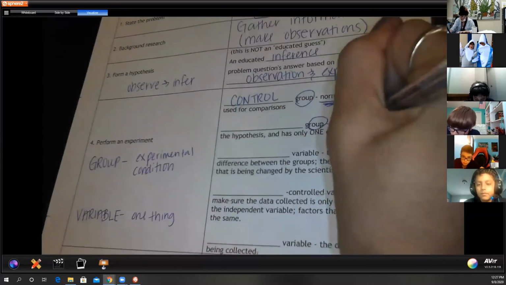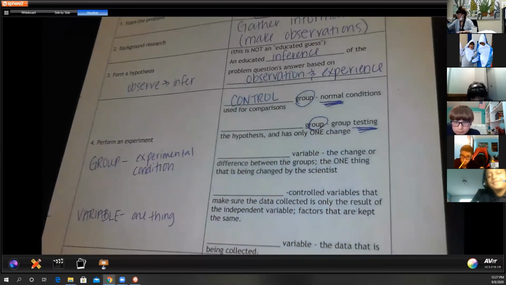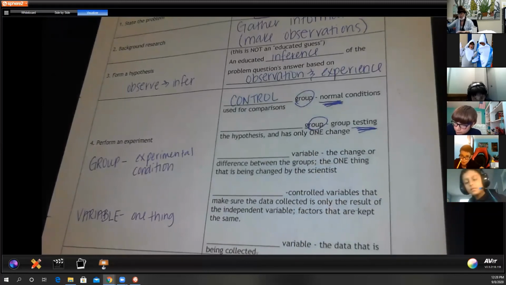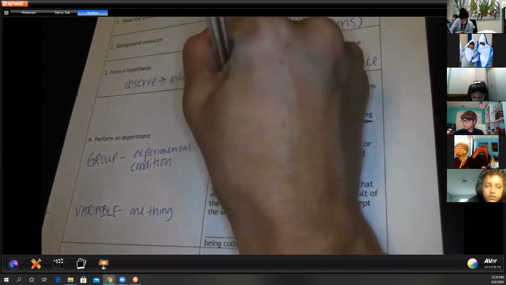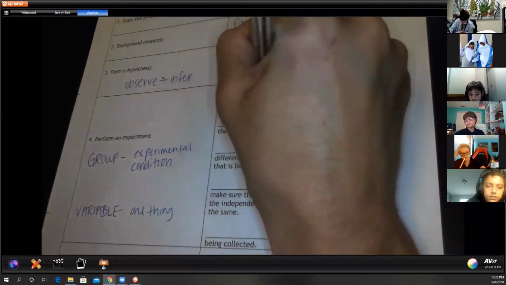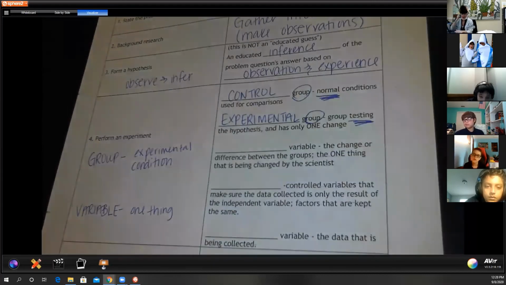What group is the one that is tested? What group, ASIN, is the one that is tested? Which group is tested, ASIN? Is it the control or the experimental? Experimental. Experimental, because I'm experimenting with it, right? Mhm. Perfect.